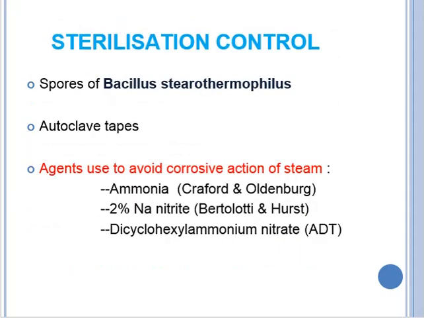Sterilization controls, or how we check sterilization. There are different methods like autoclave tapes, and we can also check with the spores of Bacillus stearothermophilus, or the agents used to avoid corrosive action of the steam, like ammonia we can use, and 2% sodium nitrite or ADT.